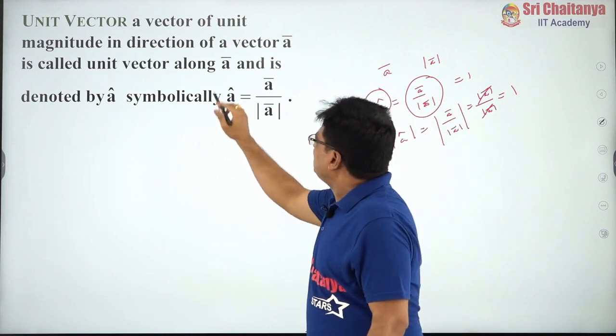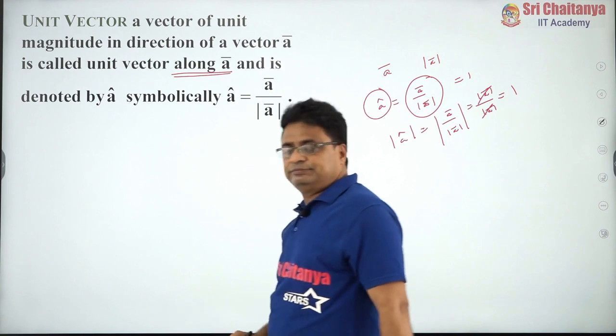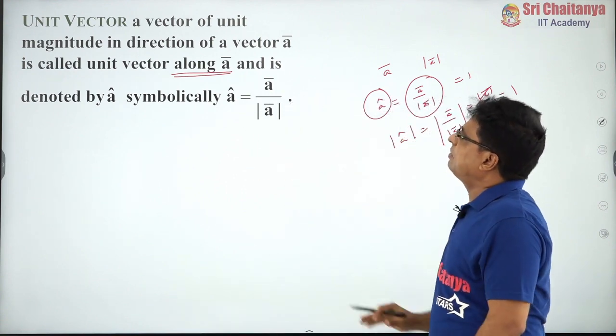And here this A cap is along A bar. This is very, very important. This is the unit vector along A bar, we can say.